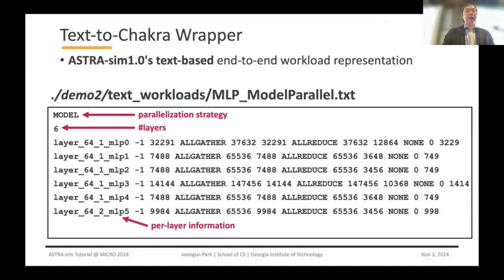And the next thing we're going to do is based on the text-defined model. In this case, model-level parallelism with 6 layers. For the parallelization strategy, we're going to only use model parallelism in this case. And for each layer, we're going to do all-gather and all-reduce with the following data sizes.